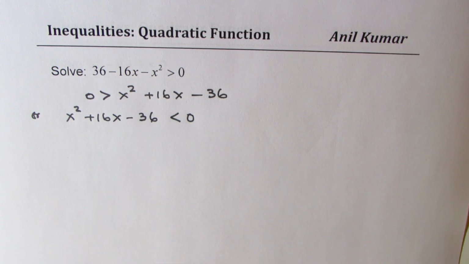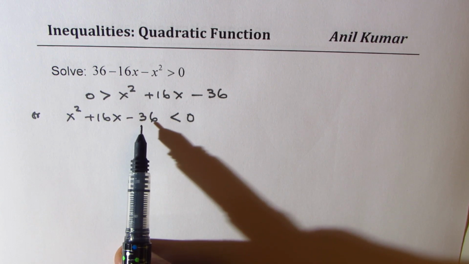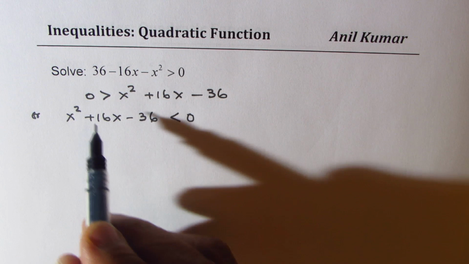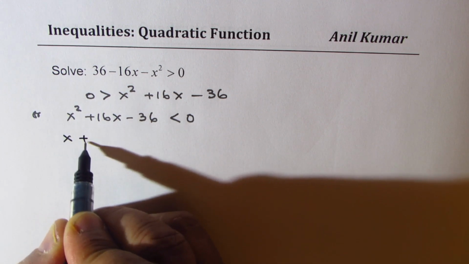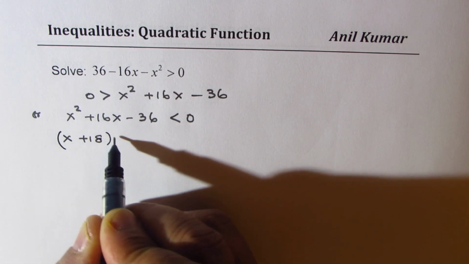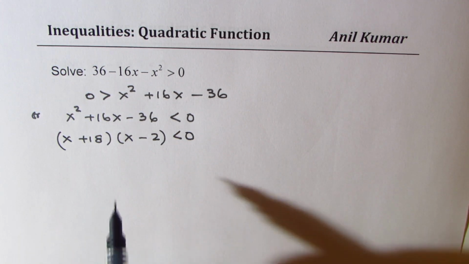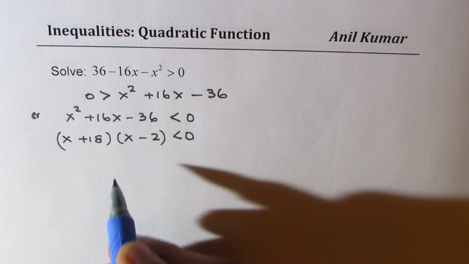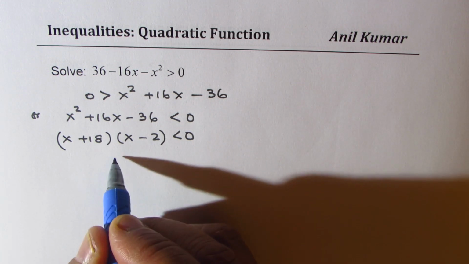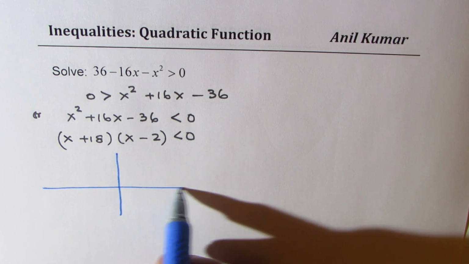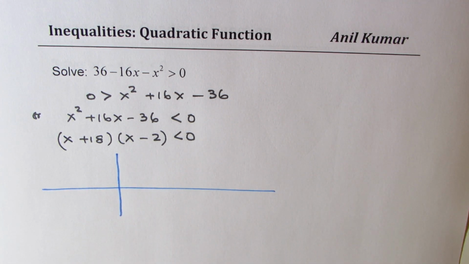Now let's try to factor this. 18 times 2 is 36. So we could factor this as x plus 18 times x minus 2 is less than 0. Let's try to sketch it. Now it has two zeros. One is at minus 18 and the other one is at plus 2.